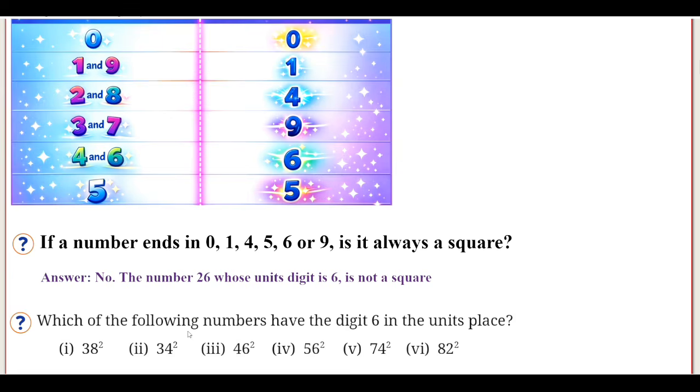Now, which of the following numbers have the unit digit 6 in the unit place? We have to check. For checking this, we need not take 38 into 38. No need to do that. Just take the last digit, 8. 8 square is 64, which is ending with 4. That means this is not ending with 6.